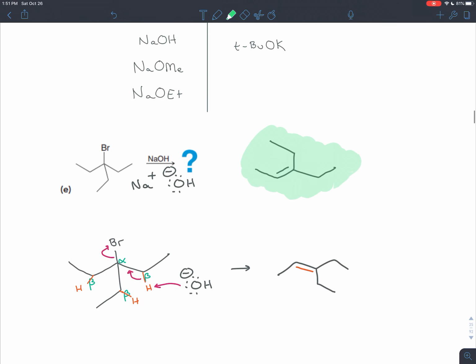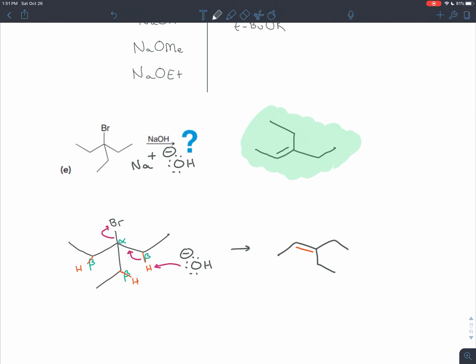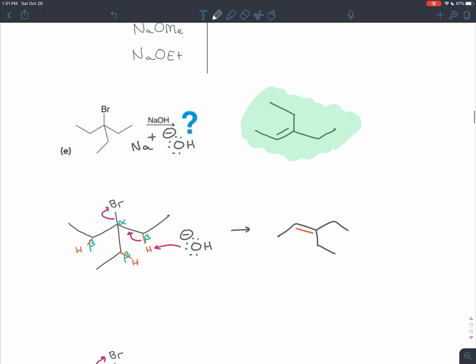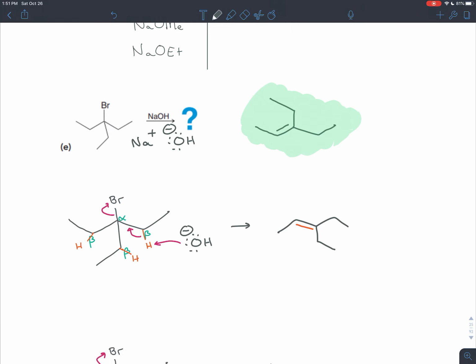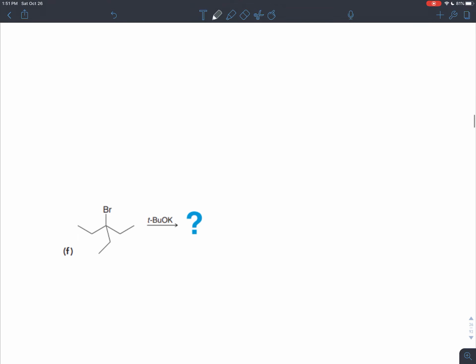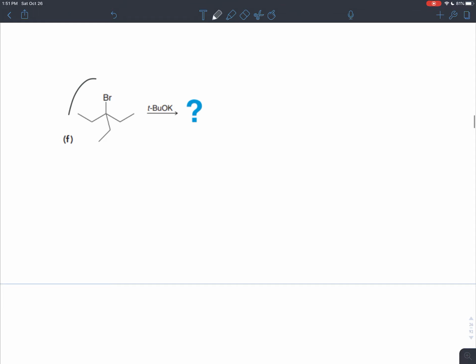So, kind of a fluke of a question. But the big takeaway is, if ever the branches are all exactly the same, there's only one possible product, if the branch is going away from the leaving group. Now, that is the case in this next one. Here we have that same substrate. And so really, the product is the same. You end up getting that same product here.